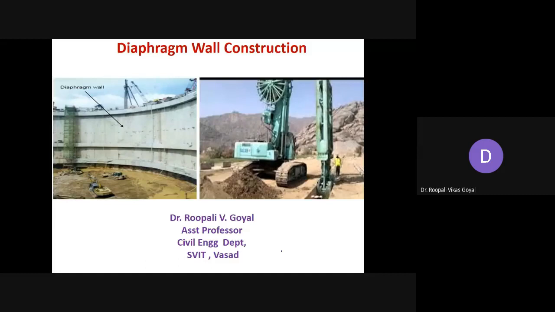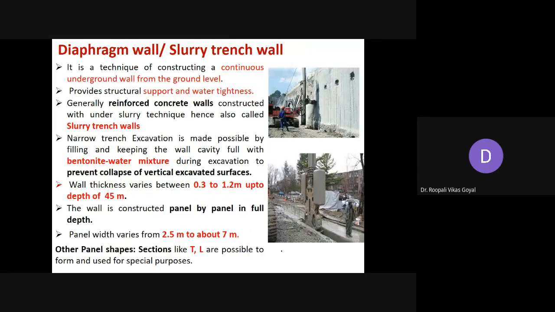So today we are going to discuss this diaphragm wall construction. First, try to understand what this diaphragm wall is. Another name for the diaphragm wall is slurry trench wall. Trench means a pit, in which you have to put slurry, and then after that you have to insert your reinforcement cage and prepare the wall. That is the simple meaning.